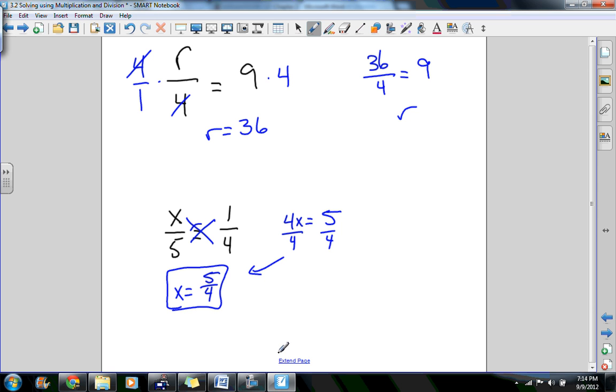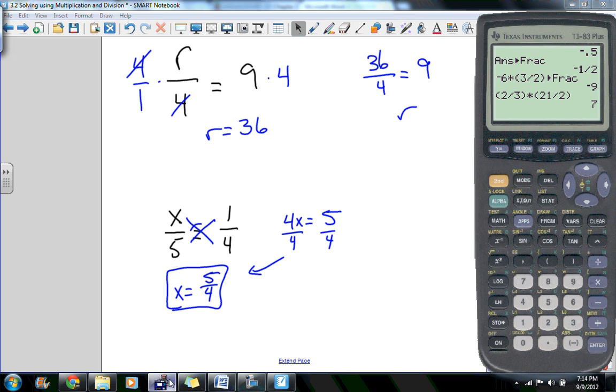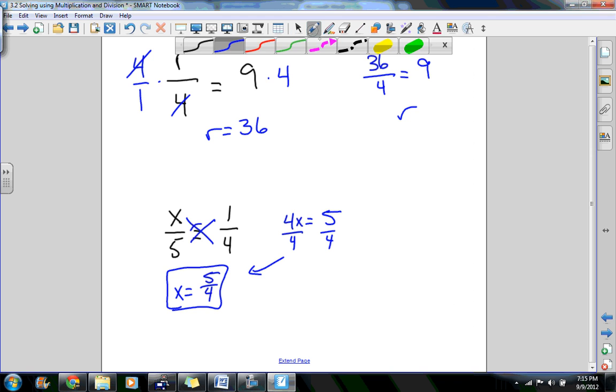Okay, to check it, I would use a calculator, and I would go in parentheses 5 divided by 4 divided by 5, and I hope that this equals 0.25 or 1/4. And it does, so I can check mark.